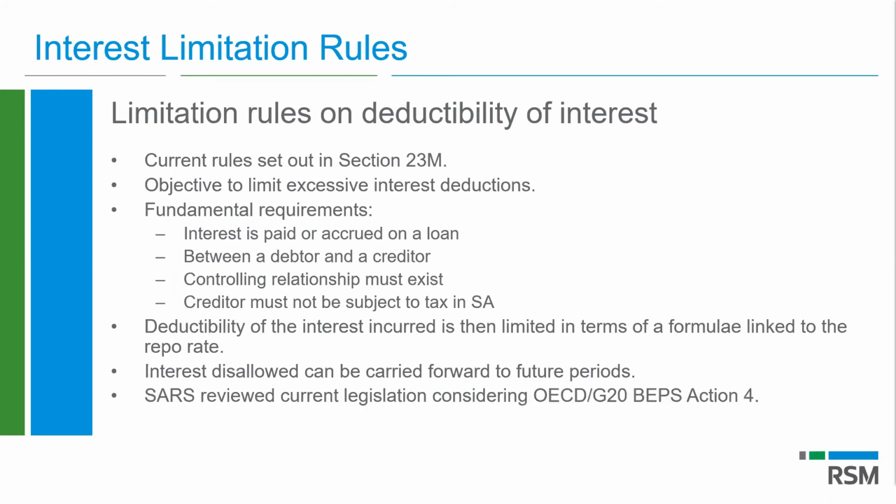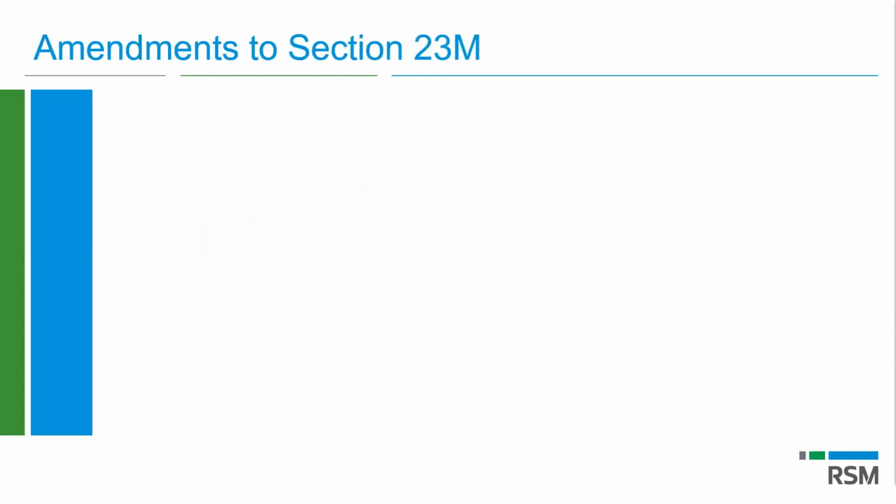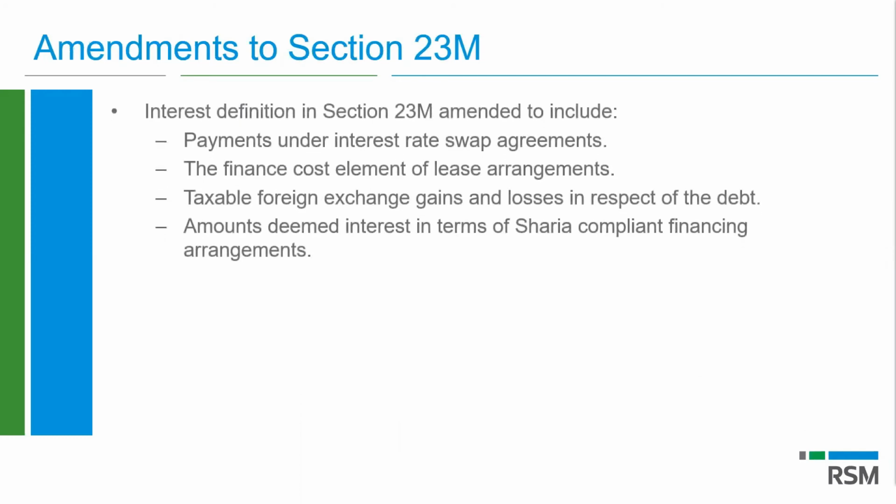In considering this, SARS has reviewed the current legislation, in particular considering the release by the OECD G20 of the BEPS Action Plan 4. As a result, we have just recently seen the Taxation Laws Amendment Act of 2021, which was promulgated on the 19th of January of 2022, and that contains some amendments to this section. So these amendments are as follows.